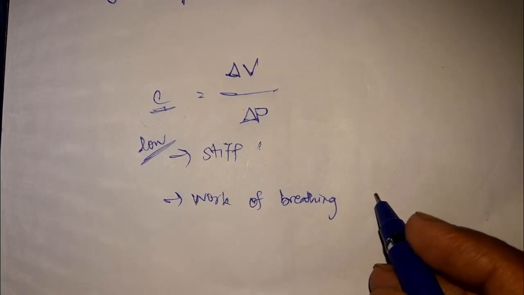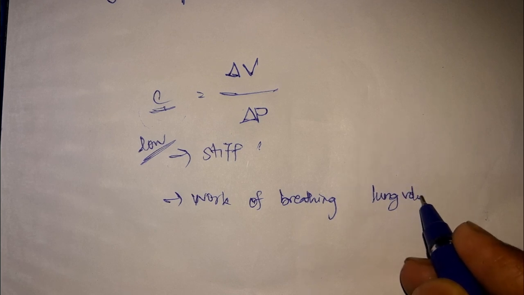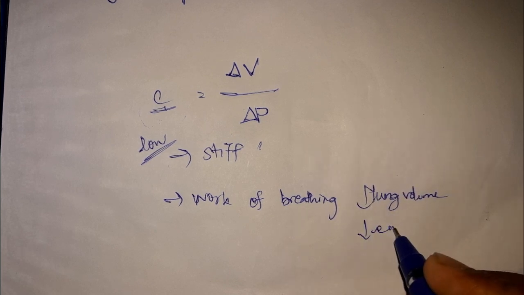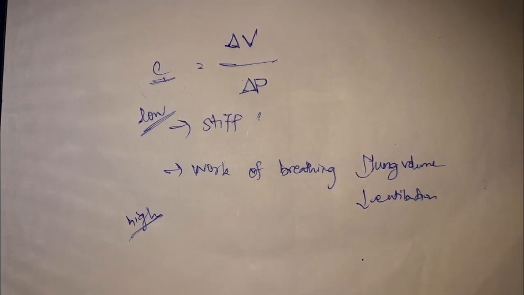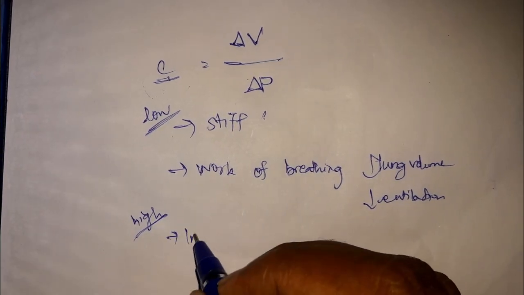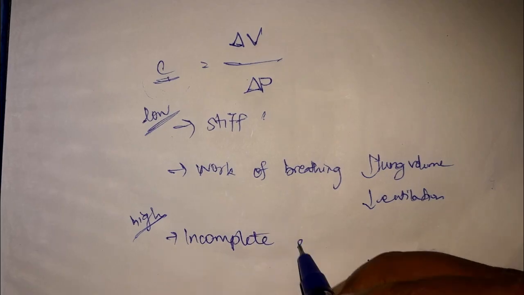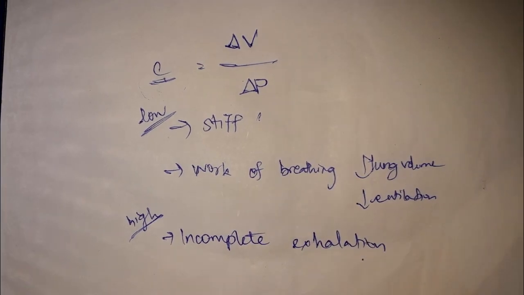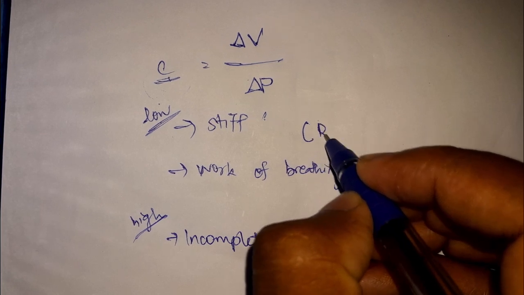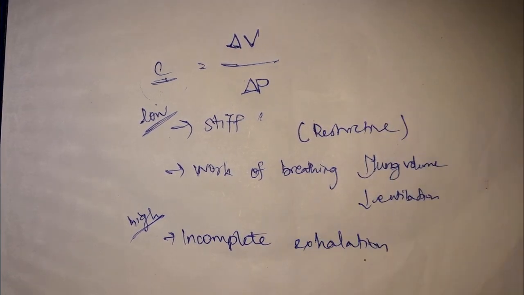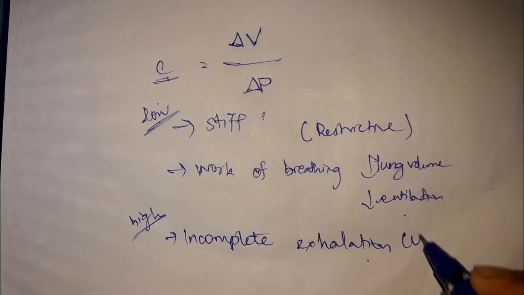If the compliance is low, then the change in volume is low, so the lung volume is reduced, and ventilation is also reduced. If it is high compliance, where the change is maximum, then what will happen? Incomplete exhalation, which means the whole breath-in air is not going out. So low compliance happens in restrictive lung disease, whereas high compliance happens in obstructive lung disease.